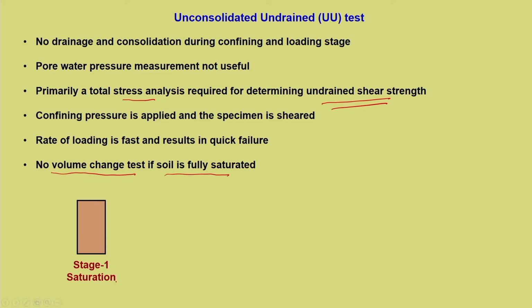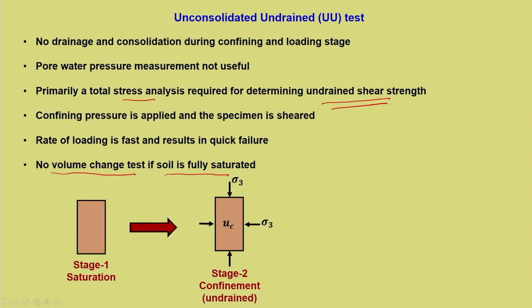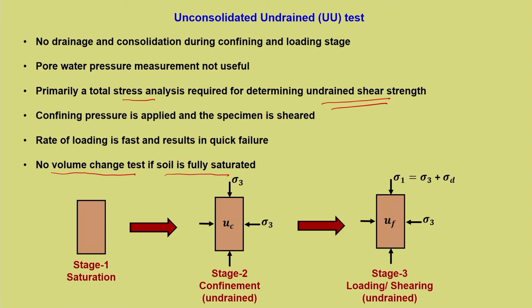So, stage 1 is saturation, stage 2 is confinement. So, we have the pore water pressure which is developed, corresponding to the confinement σ3. You may choose to measure or you may choose not to measure, it is not mandatory, but even if it is measured, it is not going to be useful in this test. So, the loading stage is where you apply the deviatoric load through the axial provision in the triaxial testing, and hence the cumulative pore water pressure at failure is UF. So, this is how it is.